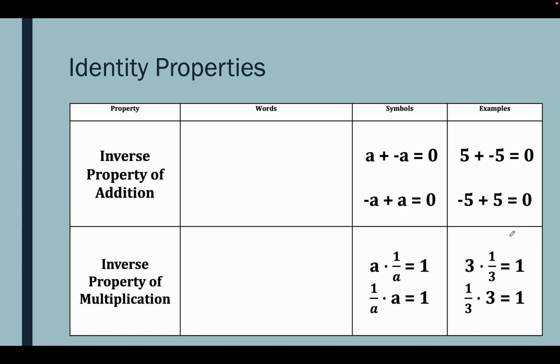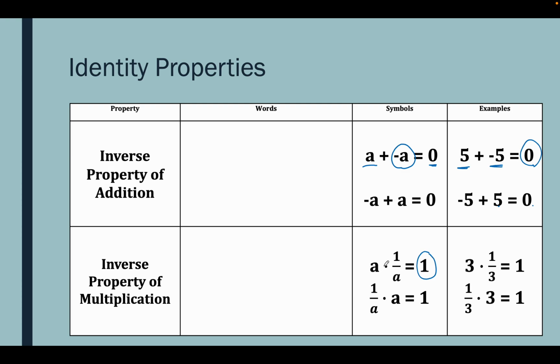And finally, the inverse properties of both addition and multiplication are telling you what you would add to a number to essentially cancel it out to equal 0. So that would be adding the opposite. So 5 plus negative 5 is 0, or reversing, negative 5 plus 5 is 0. For multiplication, we want to know what I would multiply by a number to get it to cancel out, which in multiplication should equal 1.